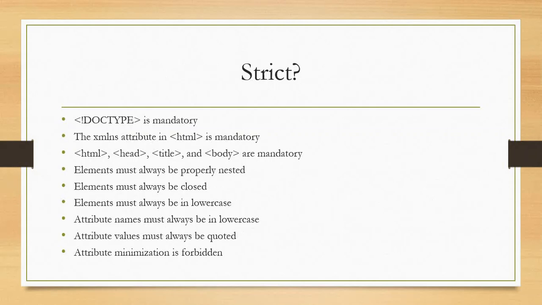So why is it strict, or in what way is it strict? Well, you need a doctype. You need to have the xmlns attribute within your HTML code. The html, head, title, and body are mandatory. Within regular HTML, you do not need to have a title. Elements must always be properly nested, closed, and in lowercase, and the attributes must always be in lowercase. Their values must be quoted, and attribute minimization is forbidden.